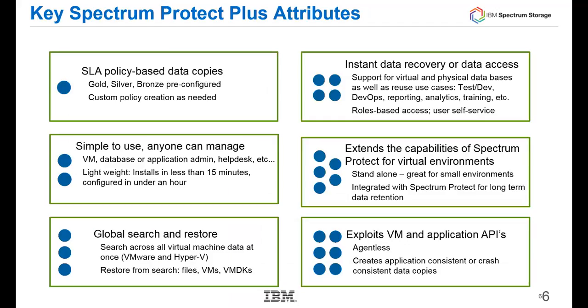So when we look at Spectrum Protect Plus, it is service level agreement based so that you can assign gold, silver, bronze, or your own custom policy to the data so that it's getting protected and backed up and utilized in the way that it should be. It's simple to use and manage. We can seamlessly access your virtual machines, database, and applications, and it will be automatically installed by the IBM Spectrum Protect Plus and IBM Cloud service, so you won't even have to install it.